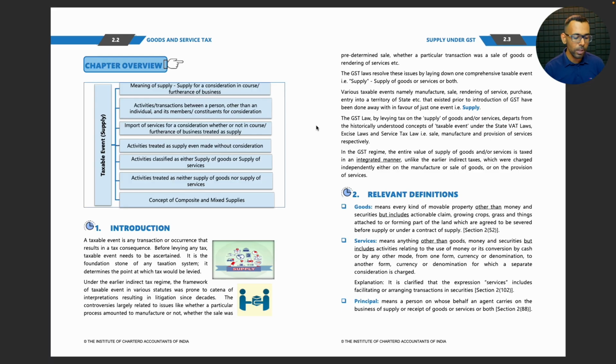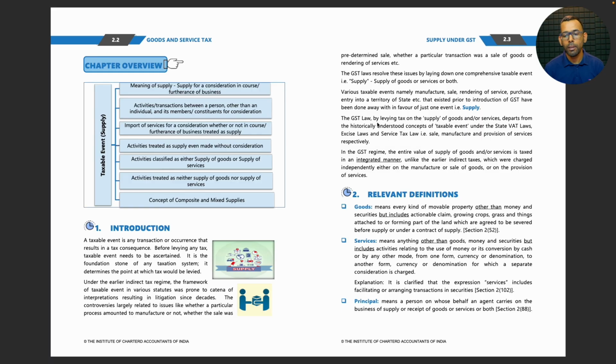Prior to GST, we used to have excise, service tax, and VAT. Excise dealt with manufacture, service tax dealt with services, VAT dealt with sale. So we had completely different taxable events governed by different statutes. That created a lot of confusion. Now all of them have been integrated into GST, and the taxable event has been integrated into this one concept called supply instead of manufacture, sale, or service.